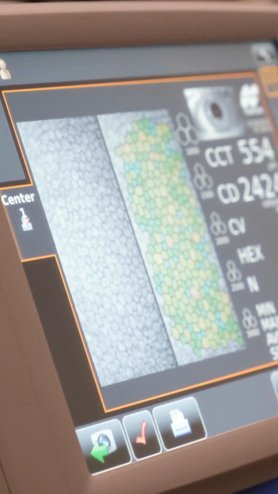We also want to see, is there enough cells that's going to keep the cornea clear? Because when we perform cataract surgery, we actually reduce some of these cells that's responsible for keeping the cornea clear. And we just want to make sure, are the cells healthy? Are there enough cells?